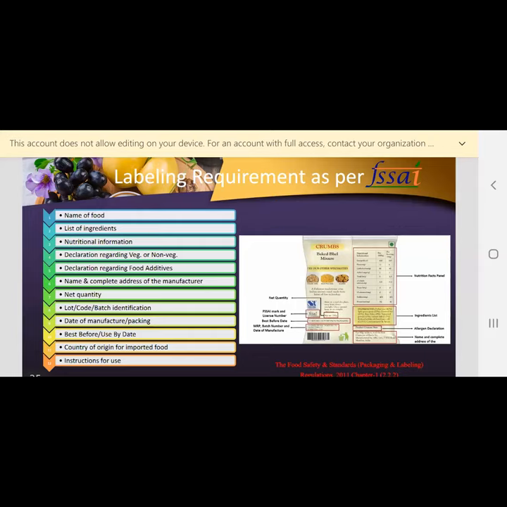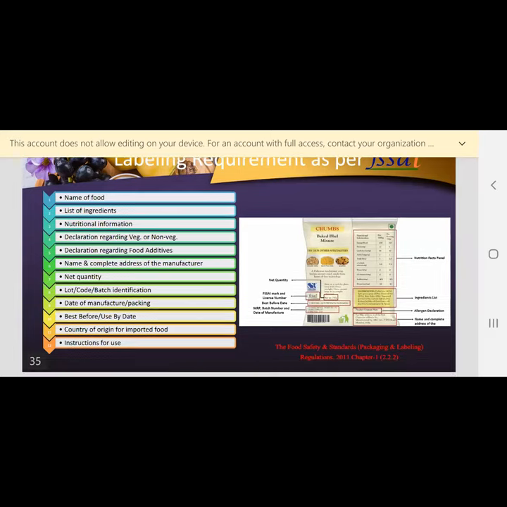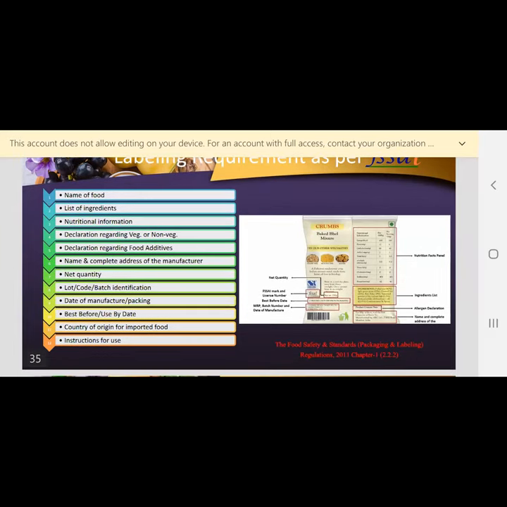And next, it is the declaration regarding food additives. Next, the name and complete address of the manufacturer, net quantity, lot or batch code, date of manufacture or packing, best before or use by date, country of origin for imported food. Like I am importing a food from Japan, and as an Indian, when I check it in the dock or any shipping area, the food should contain the specific country of origin, like it is made in Japan.